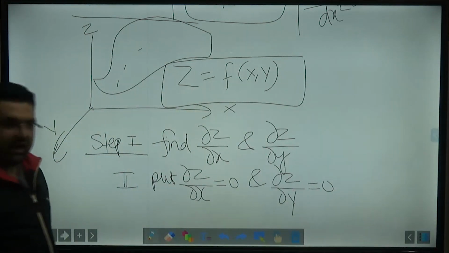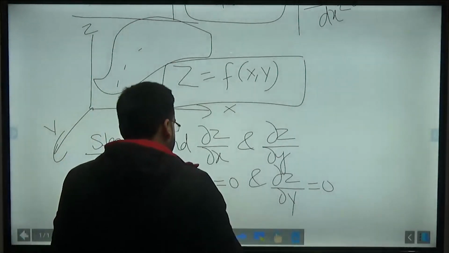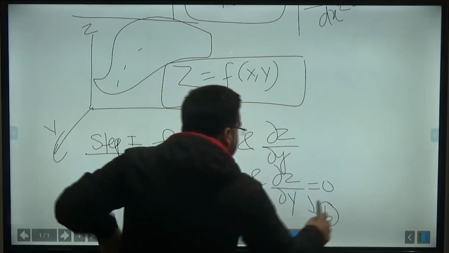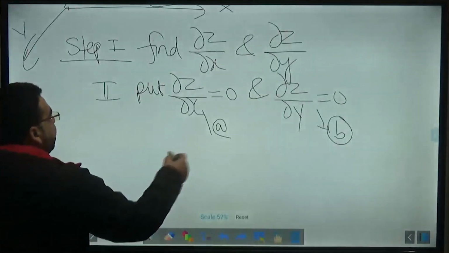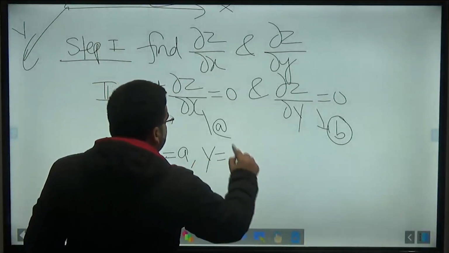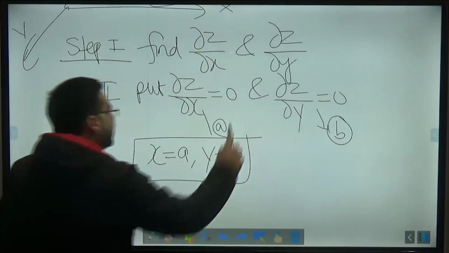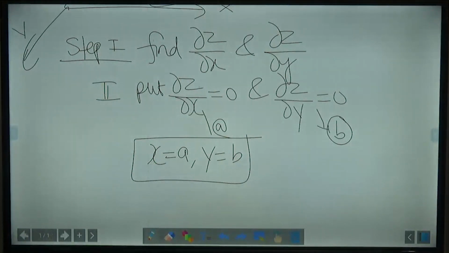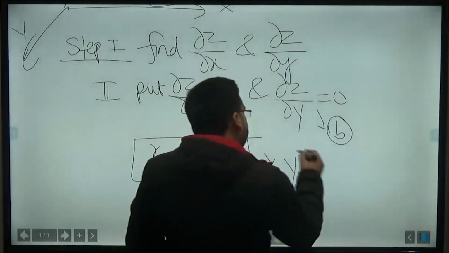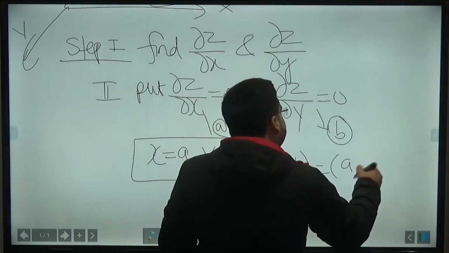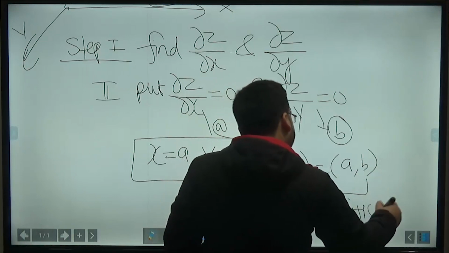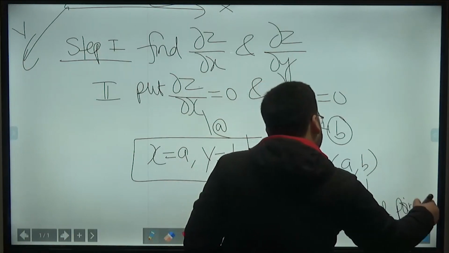Let us say this is my A equation and this is my B equation. After solving these two equations, you will get some values of x and y. This x comma y, equal to a comma b, is called the critical point.